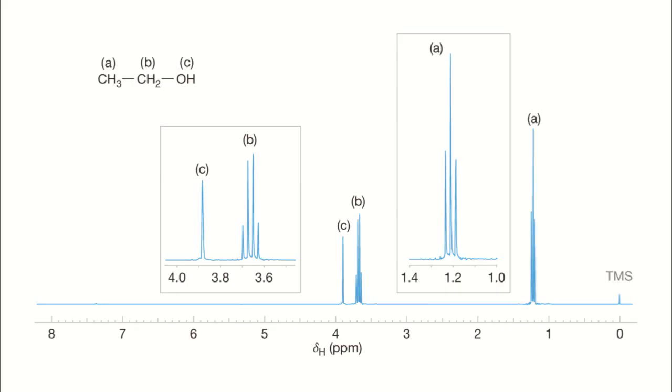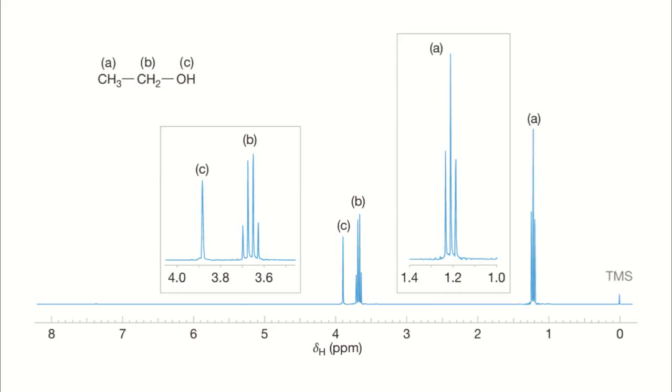The hydrogen atom in the OH group is more deshielded and appears downfield, around 3.9 ppm. The two hydrogen atoms in the CH2 group are also more deshielded and appear downfield, around 3.7 ppm. However, the three hydrogen atoms in the methyl group are less deshielded and appear upfield, around 1.2 ppm.